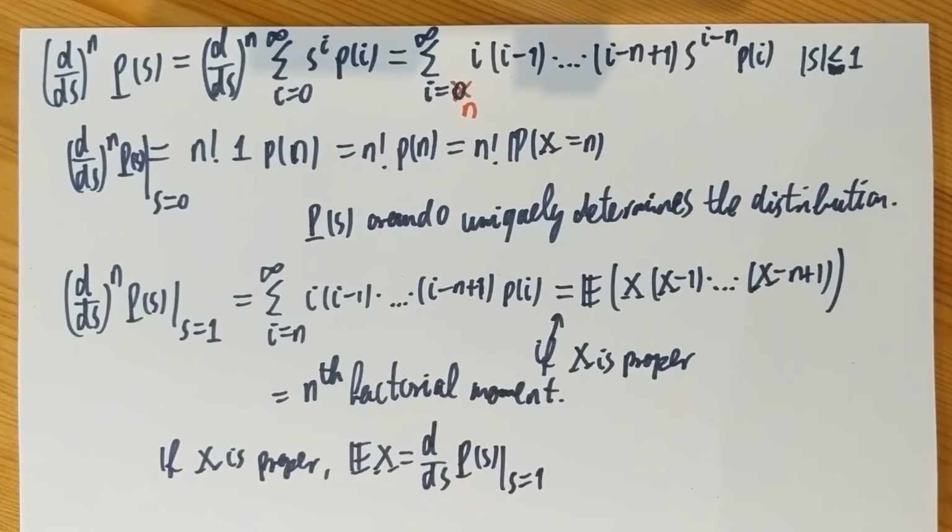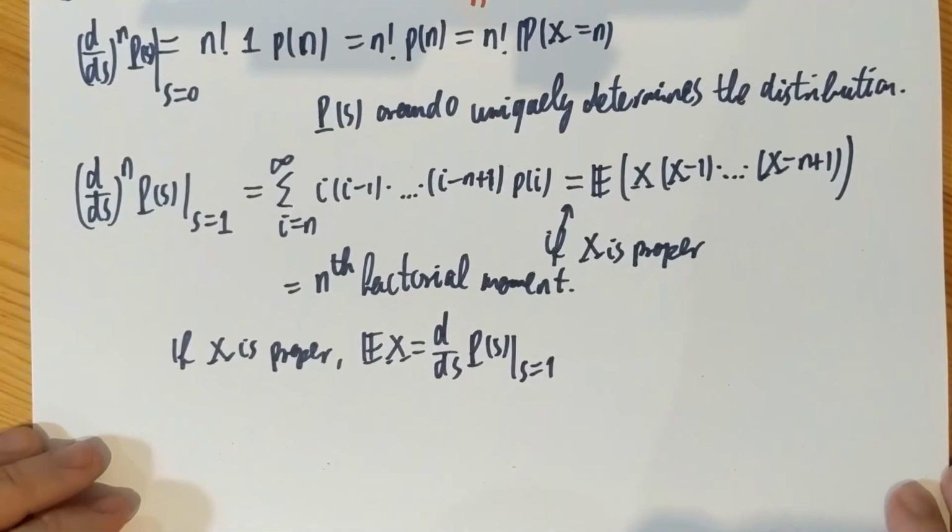So to find the expectation of my random variable, once I figure out that it's not infinite with any positive probability, all I need to do is differentiate the generating function and plug in s equals 1, which is quite similar to the moment generating function, which probably many of you are used to.